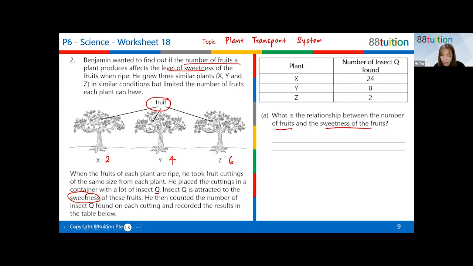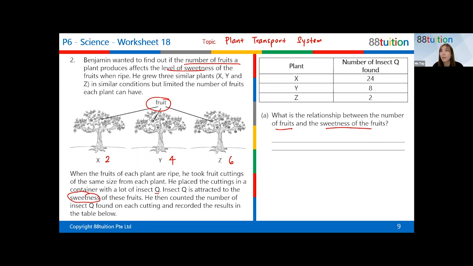Is there any data on sweetness? You just realize that, okay, you know the number already, right? Okay, so you roughly know 2, 4, and 6. Then how do you tell the sweetness? Is there any data collected that tells you whether it is sweet or not?